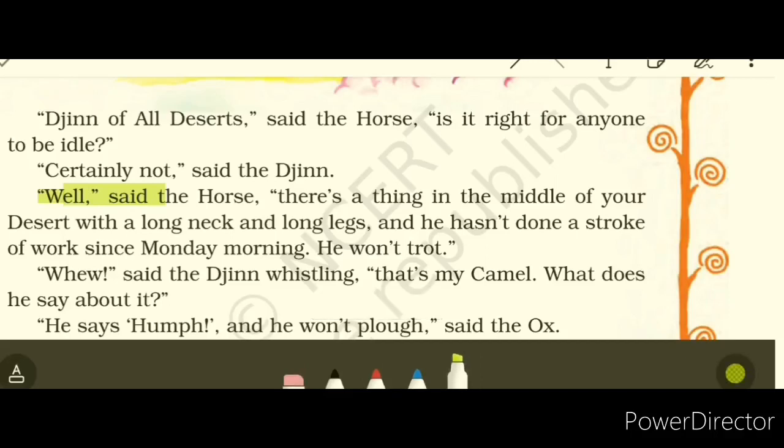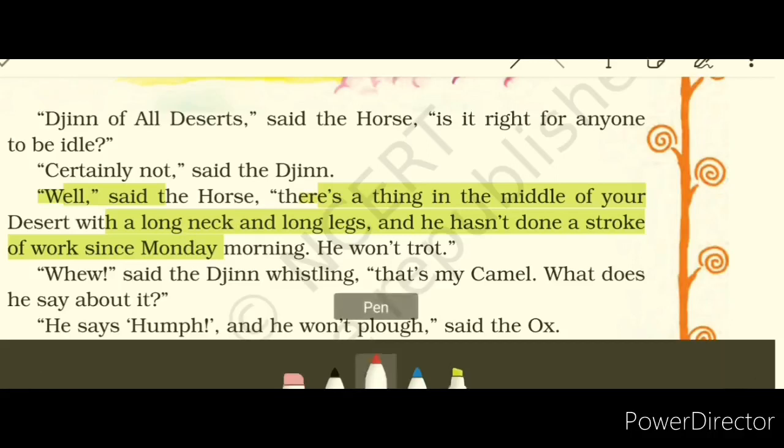So, the horse adds to the point that he brought up earlier. He said, there's this thing in the middle of the desert. He has a long neck and long legs. You know what? He hasn't done a single piece of work starting Monday. He won't walk at all. He does not know how to walk, it seems.